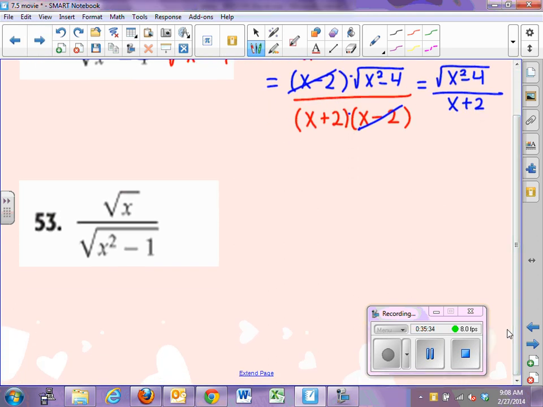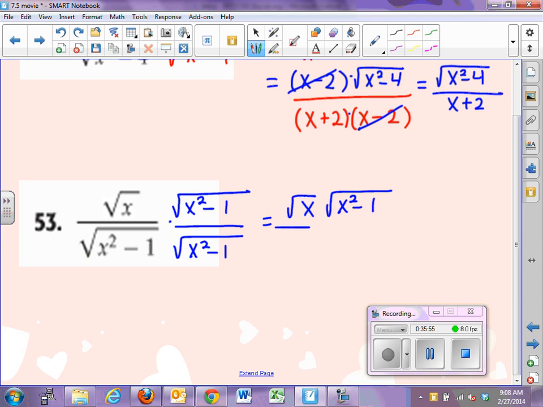Same with 53. Try 53. It's the same process. Let's look at that one. I'm not sure if it will simplify like we did over here with the factoring, but let's just multiply top and bottom by the bottom. That gives us the square root of x times the square root of x squared minus 1, over x squared minus 1. Remember, this does not simplify. The bottom will factor into x plus 1 and x minus 1, but that doesn't factor with anything on the top, so we don't need to factor it because it doesn't result in any canceling.